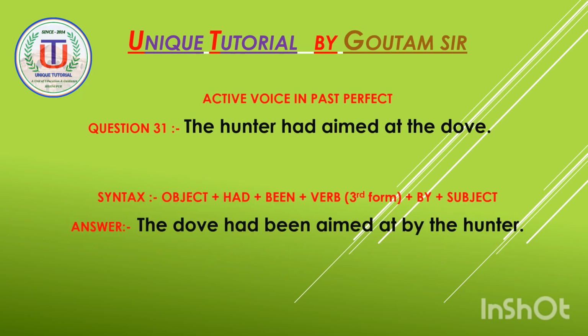Question number 31. The hunter had aimed at the dove. The sentence is in active voice in past perfect. So the syntax in passive voice will be object, then had, then been, then verb third form, then subject. So the answer will be: the dove had been aimed at by the hunter.